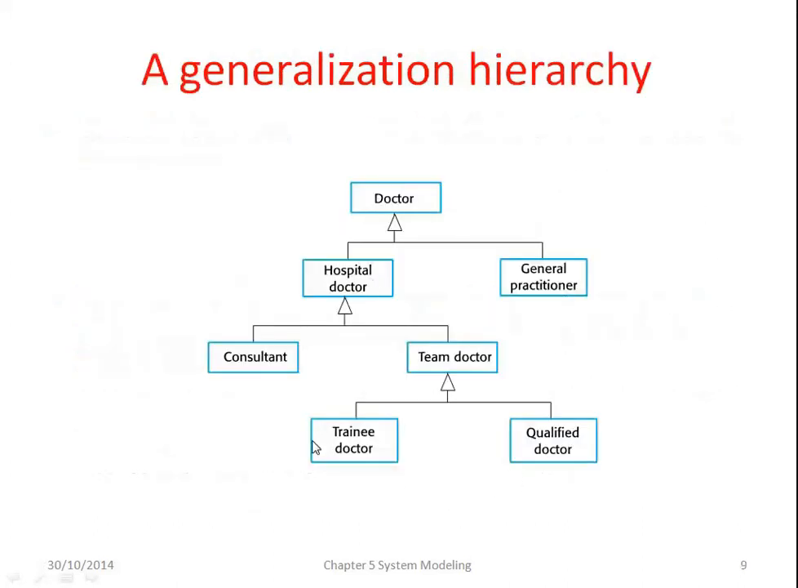Here the generalization hierarchy is shown. The doctor is the main root, and these are the subclasses of doctor: hospital doctor and general practitioner. The hospital doctor also contains subclasses, consultant and team doctor, and team doctor also contains subclasses, trainee doctor and qualified doctor. So the trainee doctor contains all the attributes and operations of the doctors. This type of hierarchy is called the generalization hierarchy.